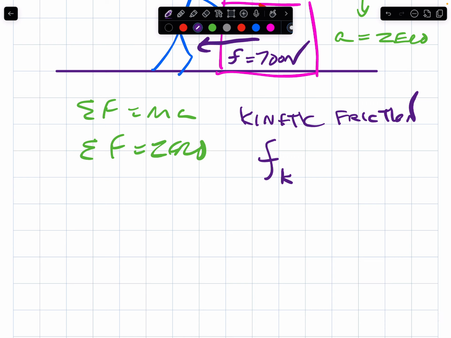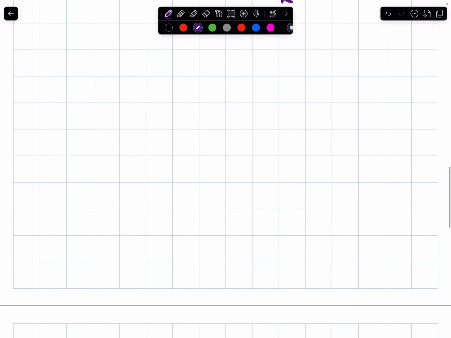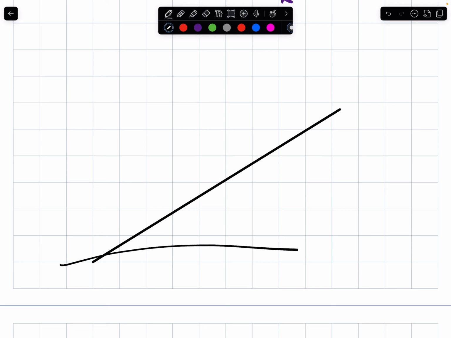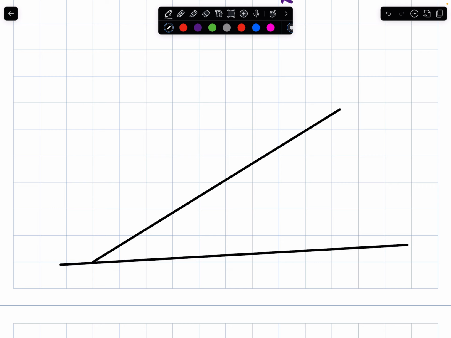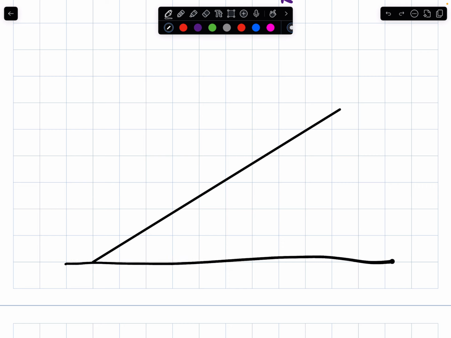Let's try another problem here. All right. Inclined plane. That's not a very good line. Let's try that again. Much better. So here, this is a ramp, an inclined plane.